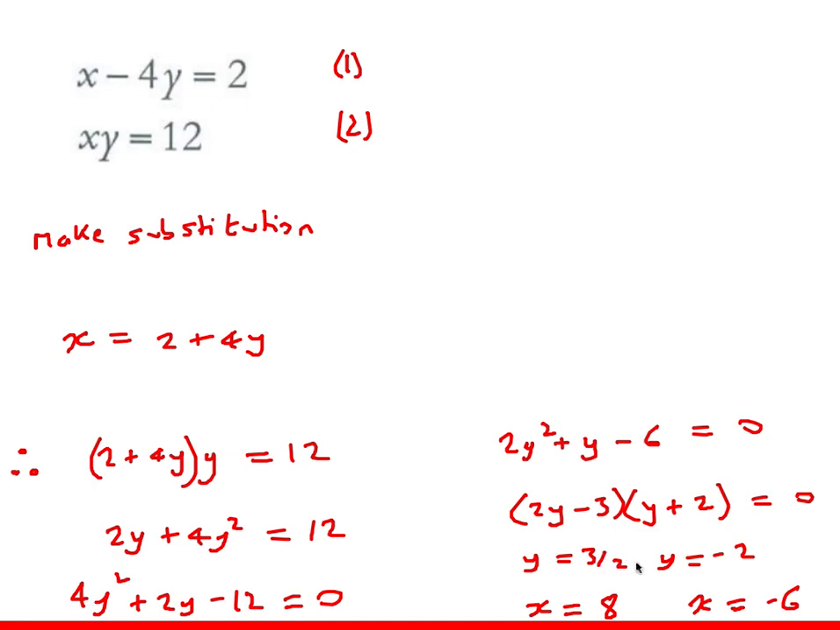Therefore, I say, well, when y is 3 over 2, or 1.5, what is the x value? When y is 1.5, stick it into here. x times 1.5 equals 12. If I rearrange that, I get x is 8. And then the same one, if y is minus 2, stick it in here. Something times minus 2 is 12. Therefore, I get x is minus 6.